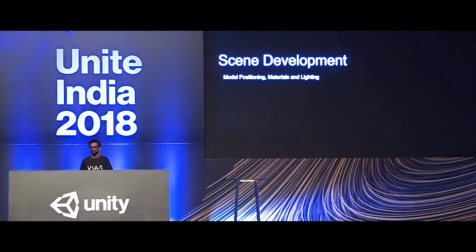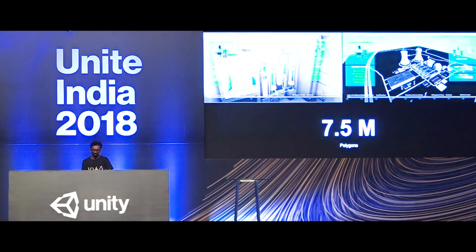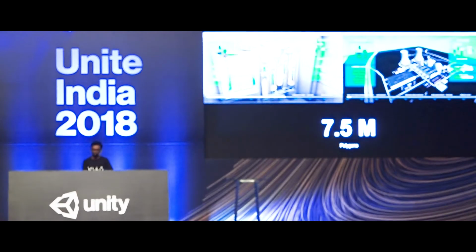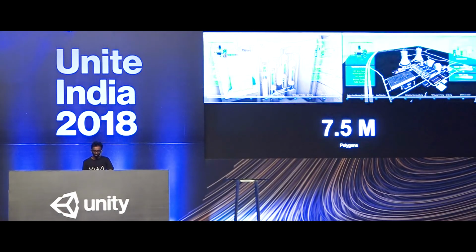And then moving on to the scene development, we had to build the entire environment from scratch. We didn't really get any models from them. So we needed to visualize the entire thing, take references from real nuclear reactor sites, and build the nuclear reactor. It came up to 7.5 million polygons to build everything. All the geometry had to be modeled, a lot of LODs had to be made, and then they had to be placed in the right locations.